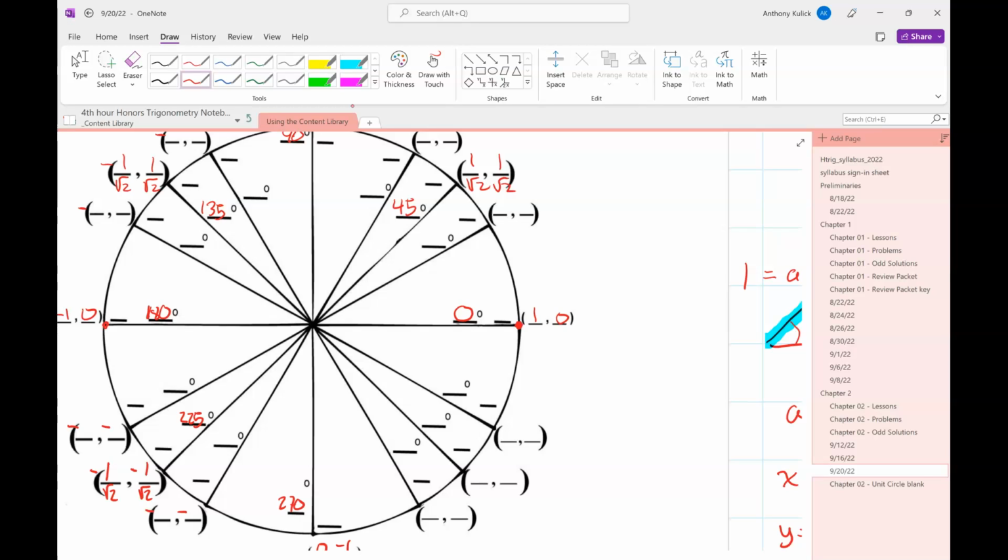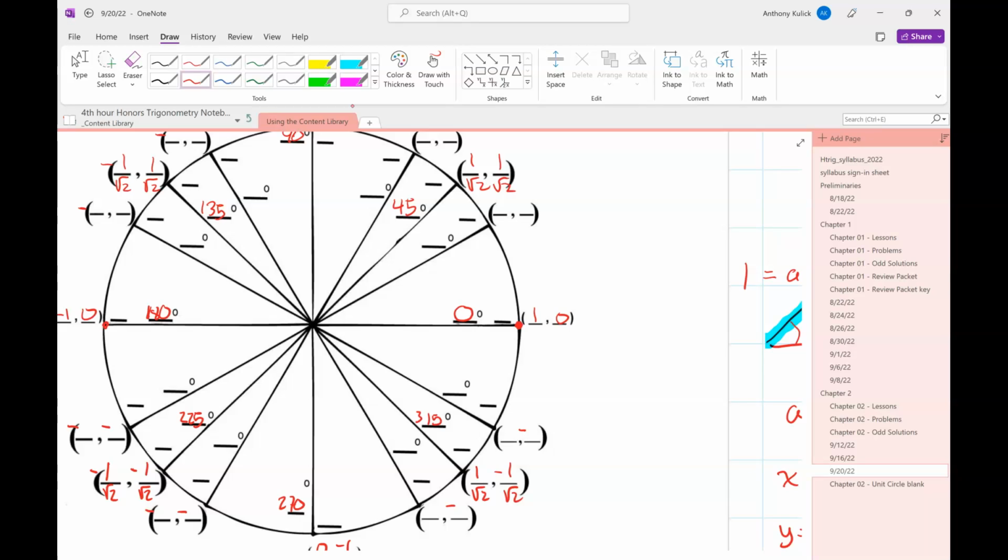And then my last one is over here, 315. Since we're in quadrant 4, the x-coordinate here is positive, but the y-coordinate is negative. I'm going to go ahead and write my negative signs in next to all of my y-coordinates in quadrant 4. Does everybody feel good so far?